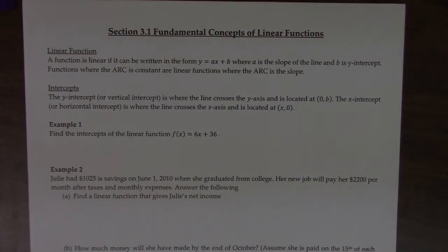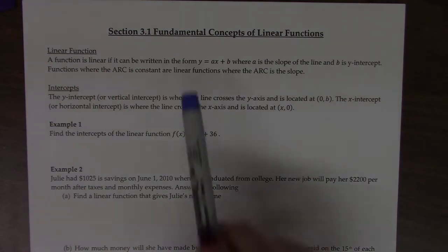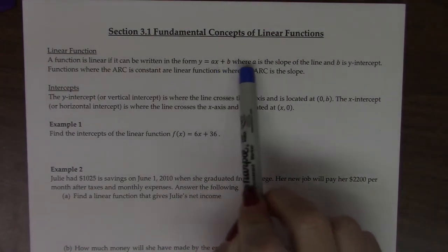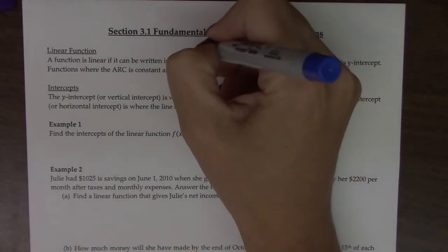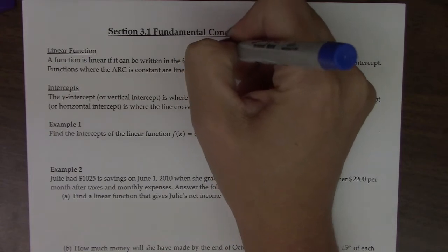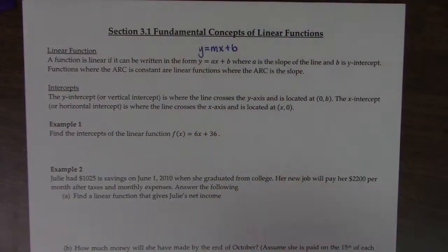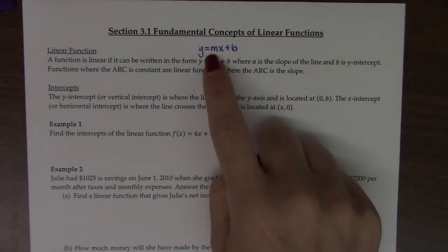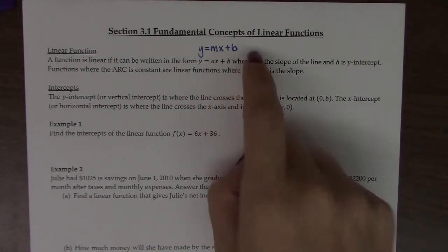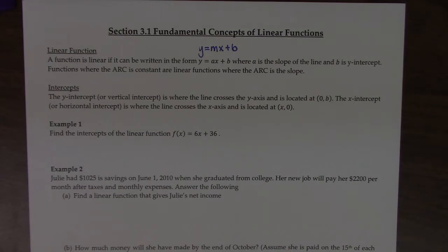So section 3.1 covers fundamental concepts of linear functions. A linear function can always be written in the form y equals ax plus b. Some of you, if you've taken other math classes in high school, may have seen it also written as mx plus b. We tend to change the names of these letters around, but what does not change is their position in the formula, which is actually more important than the name they're given.